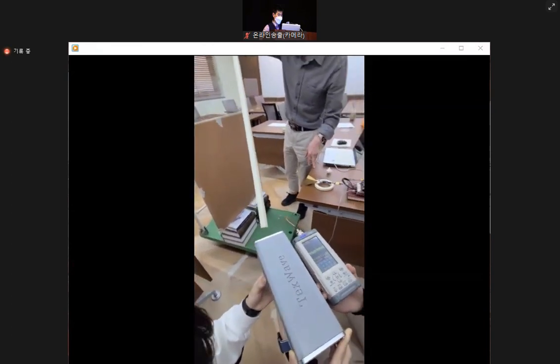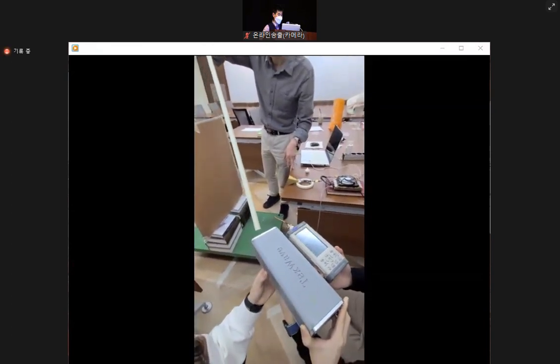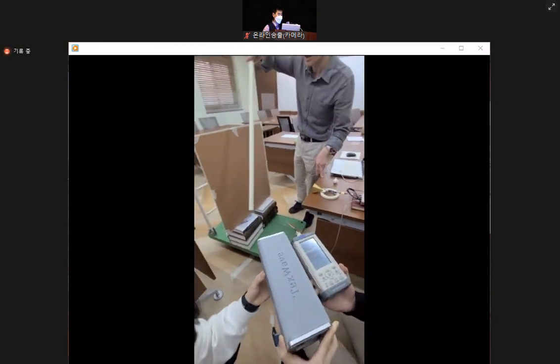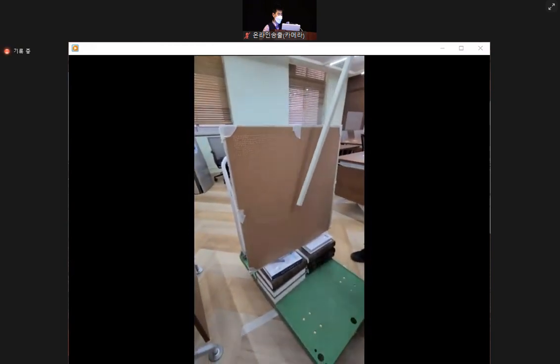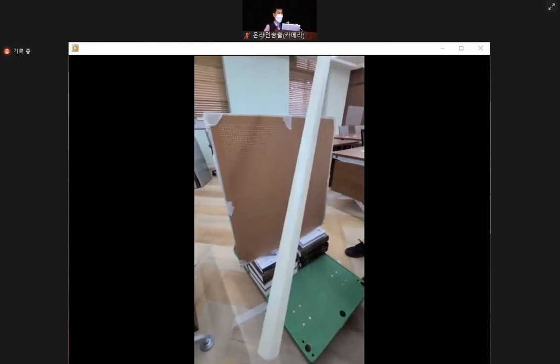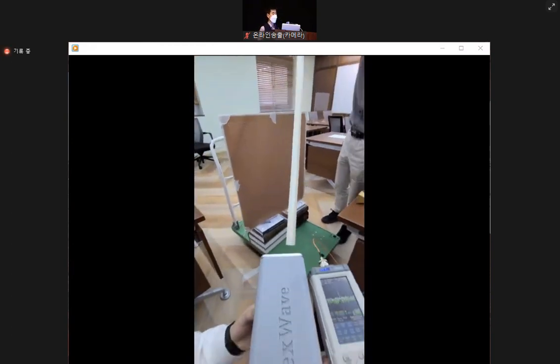Now it is positioned at the angular position of 41 degrees. If you extend the line from the center of the metasurface to this, it is 41 or 45 degrees.